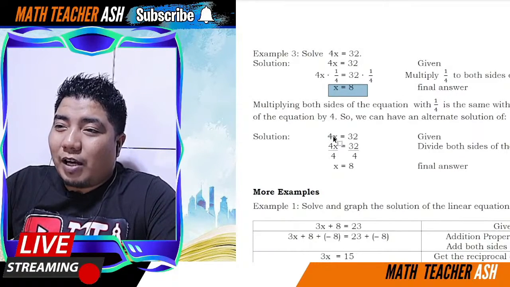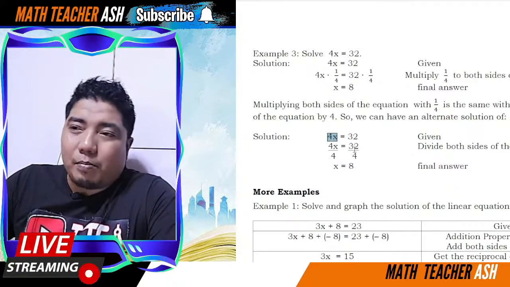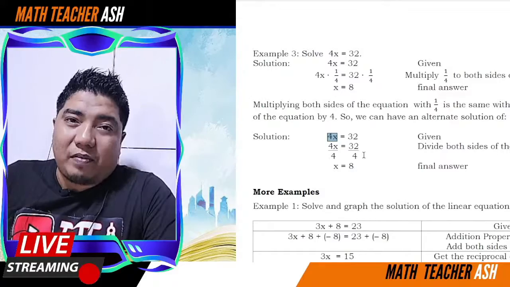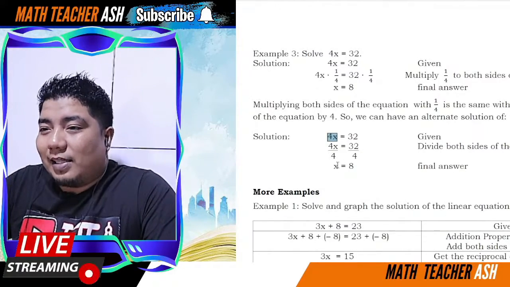So, whatever your number here, you just divide it by the number beside it. So, if it is 4, then you divide it by 4. If it is 5, you divide it by 5. If it is negative 4, you divide it by negative 4. Okay? So that only x is left.